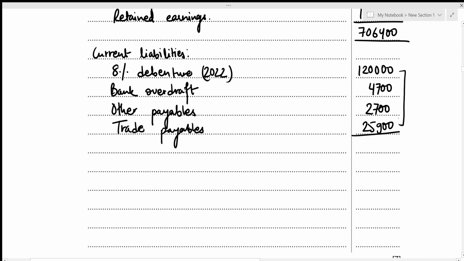So now we can figure out the total for our current liabilities. That's just the sum of these four amounts. 120,000 plus 4,700 plus 2,700 plus 25,900, which results in 153,300. Alright, now we can figure out the total equity and liabilities value.